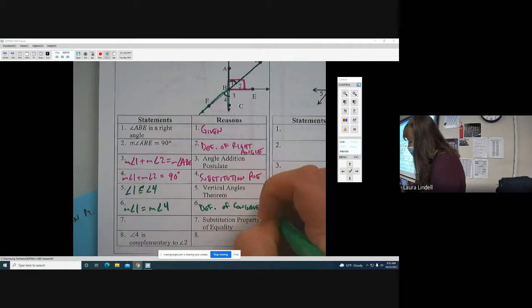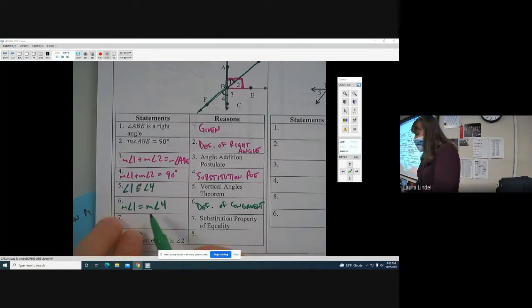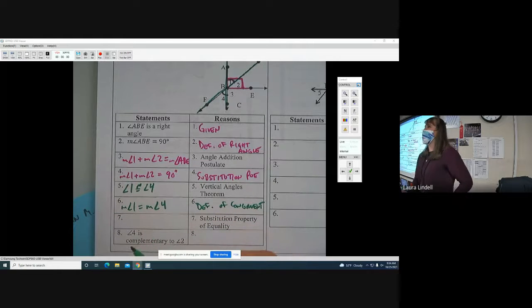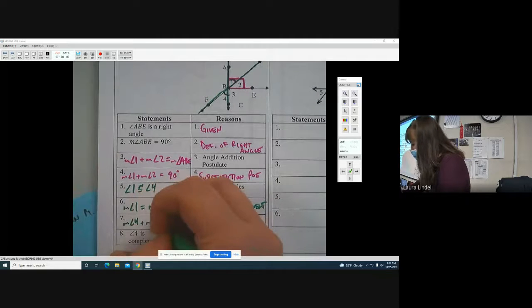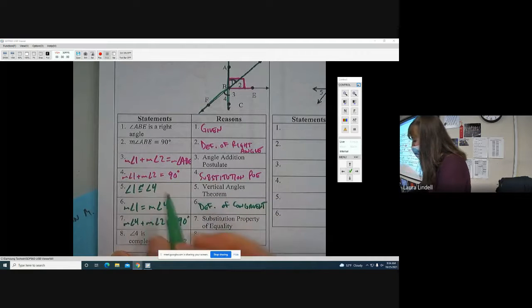Okay. And so remember, our entire goal here was to show that 4 and 2 are complementary to one another. So that means that angle 4 and angle 2, we want those to add to 90. So what could I do with this equation? We have angle 1 and angle 2 equals 90. What can I do here to get angle 4 and angle 2 to equal 90? What do you think, Shauna? Yeah, replace angle 1 with angle 4. I can do that because we just said that they were equal to each other. So now I can go measure of angle 4 plus measure of angle 2 equals 90. And that is substitution. We're just taking angle 4, replacing angle 1.